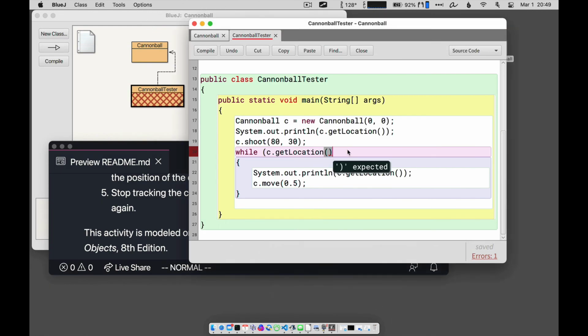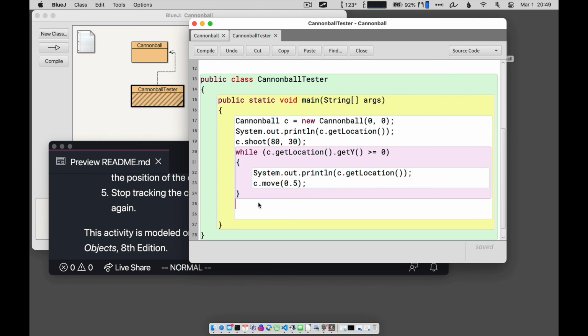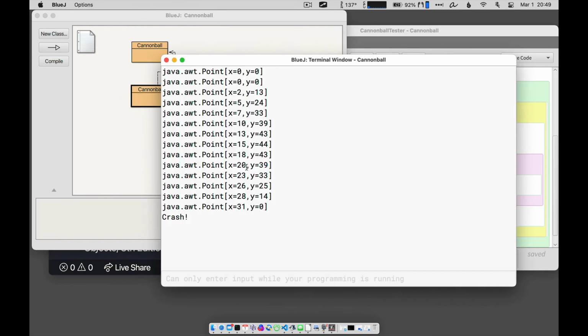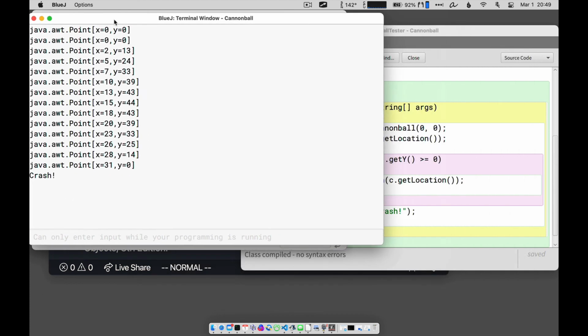I'll get the location and I'll say while get location dot get y is greater than or equal to 0. As long as it's greater than or equal to 0, then I'm going to run through and do all this stuff. But once I've moved down below the ground, I'm not going to do this anymore. Maybe I'll put a cute little crash note down here at the bottom to indicate that we've crashed into the ground. And what does this look like now when I run this? Oh, it's printing all those things here, and then it says crash. I think that's pretty good.